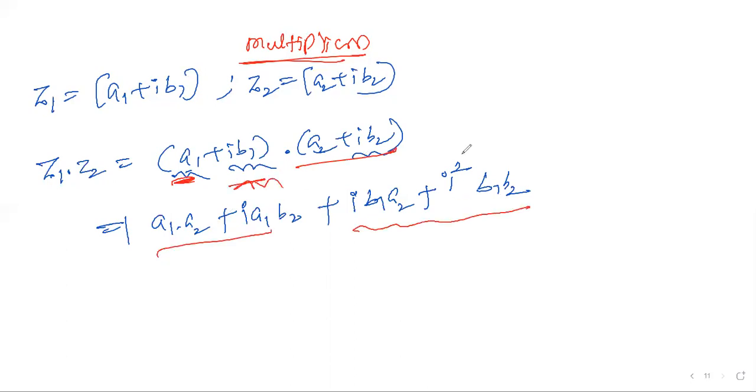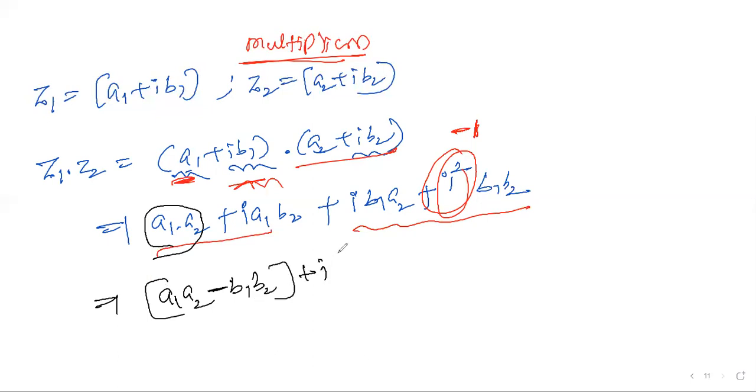Next, what is the value of i square? i square is minus 1. That we need to identify. If there is i power more than 1, you can replace it. So I can write these terms first: A1 A2, then i square is minus 1, so minus 1 into B1 B2.